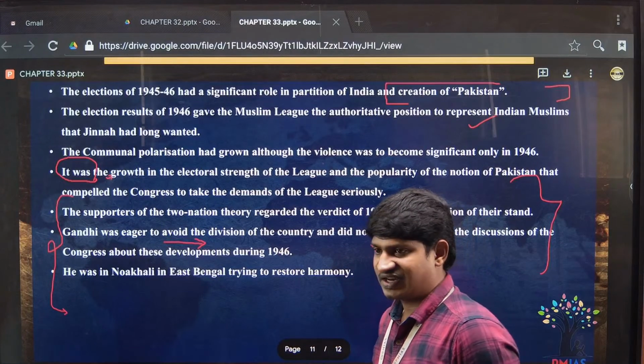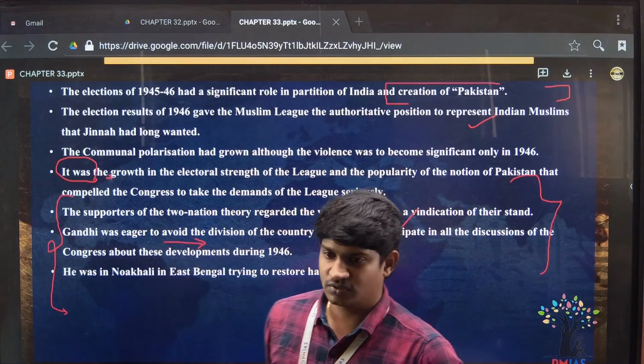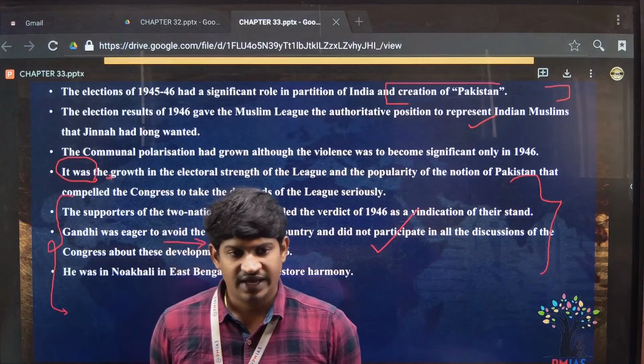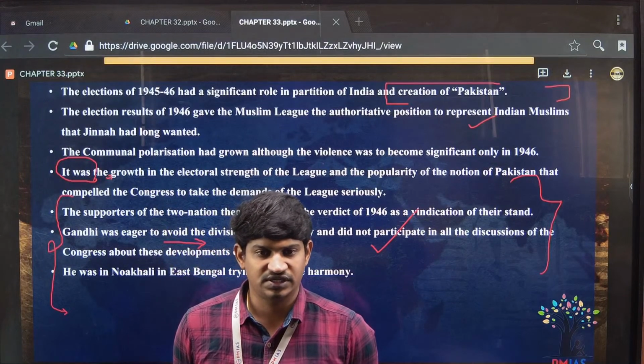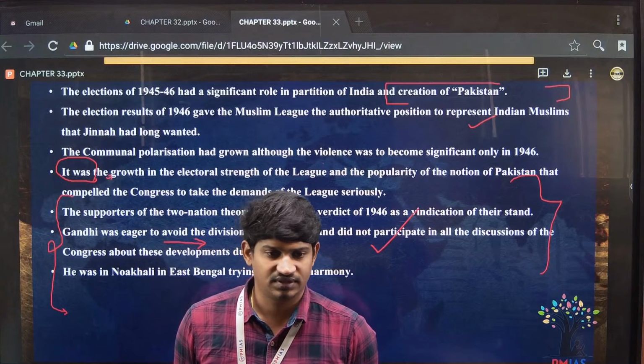So that is, we can wind up today's class, and in tomorrow's class we will see about the acts and we can see about the Indian Independence Act 1947. Thank you.